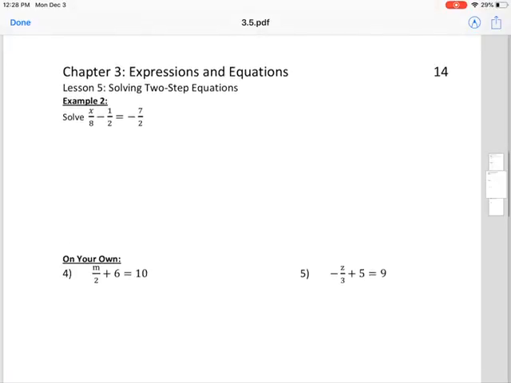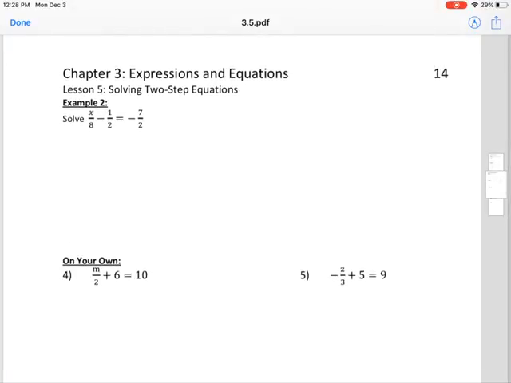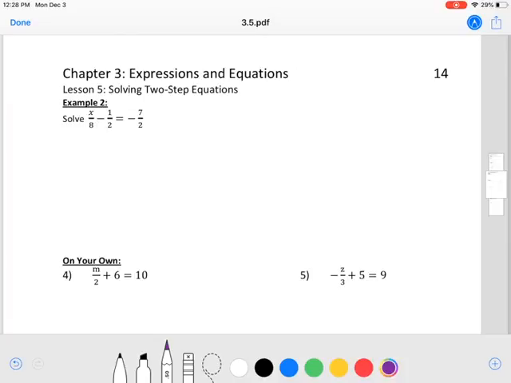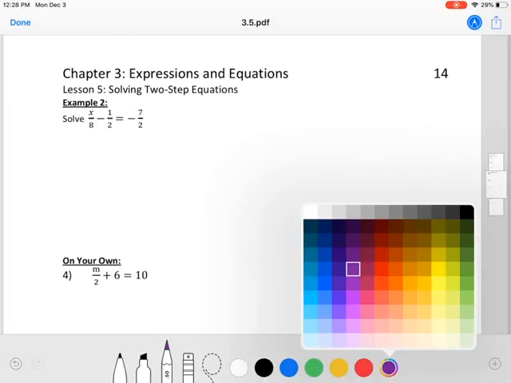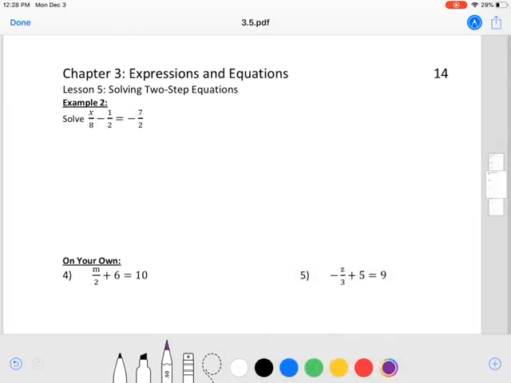So example 2, solving two step equations with division, or in this case if we have fractions. So let's try example 2 together. So this says x divided by 8, or x over 8, minus 1/2 equals negative 7/2, or negative 7 over 2. So first things first, just like we did last time, we see subtraction, so we want to undo that subtraction with addition. So in this case, we're going to be adding 1/2 to both sides.